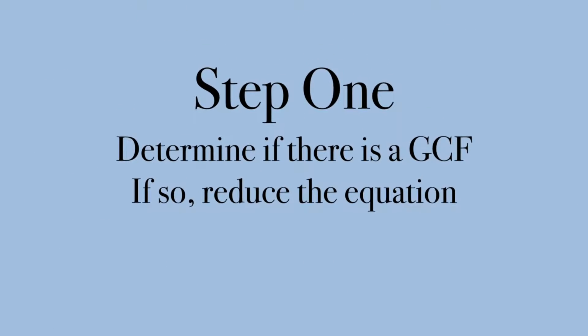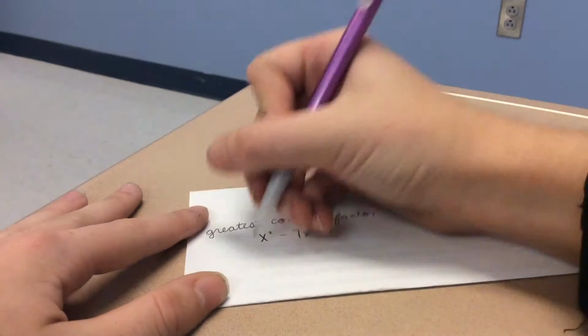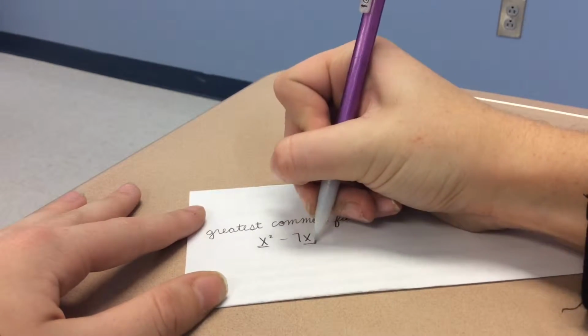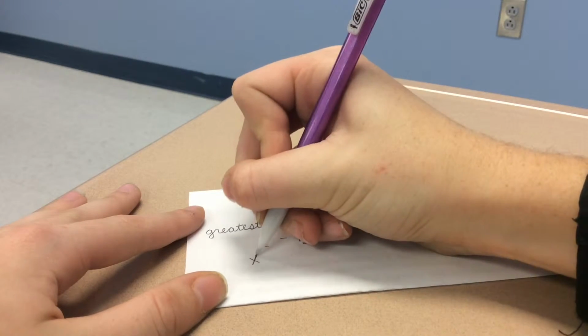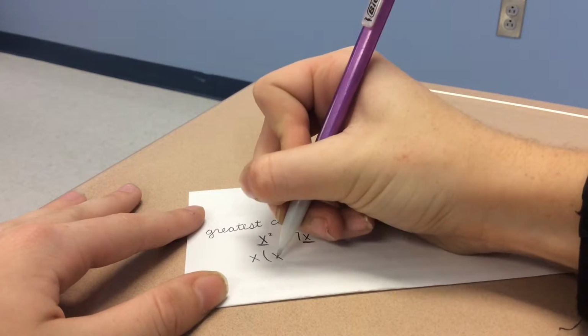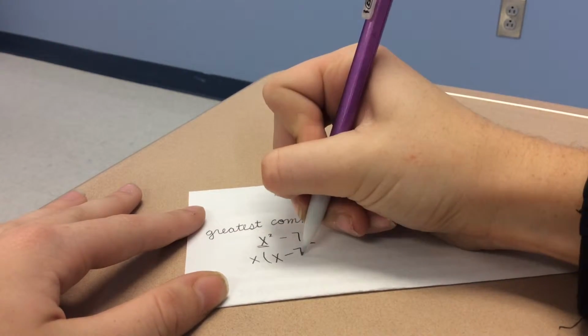The first step is to see if there's a GCF and to reduce it. In this equation, for example, there's an x in both terms, so you can take out the x and multiply it by what's left, which is an x minus 7.